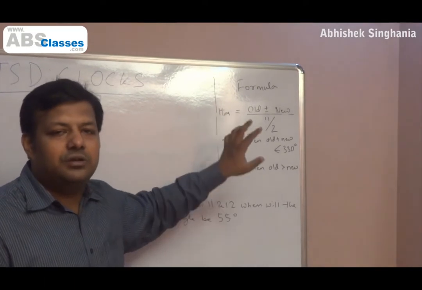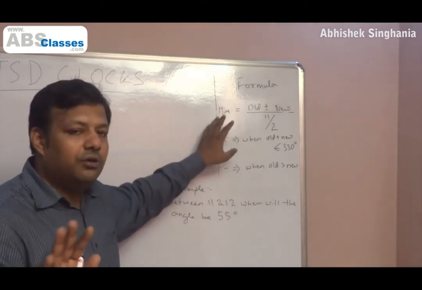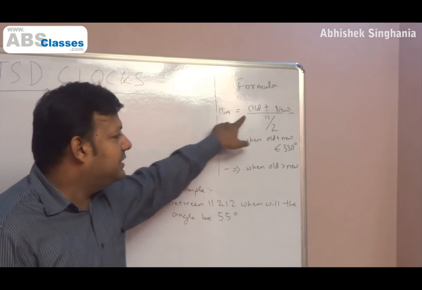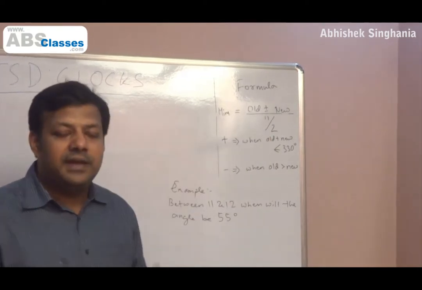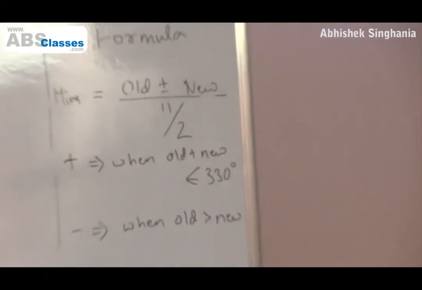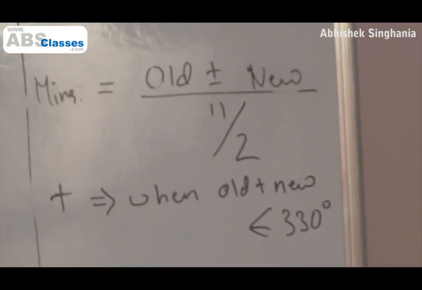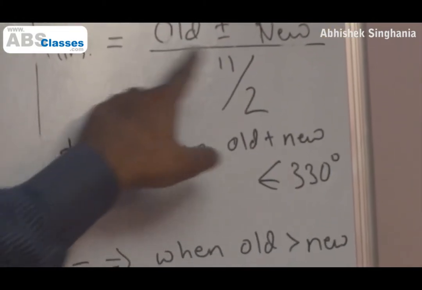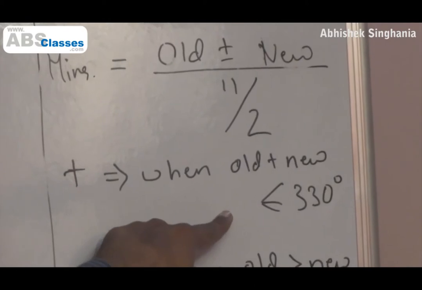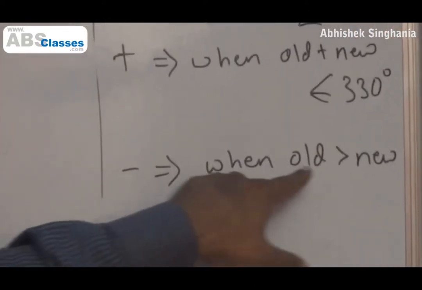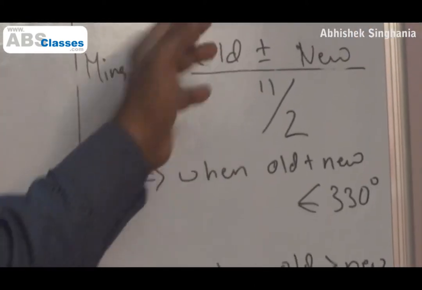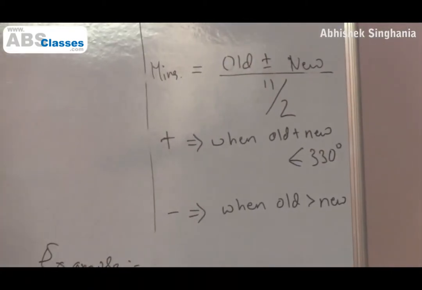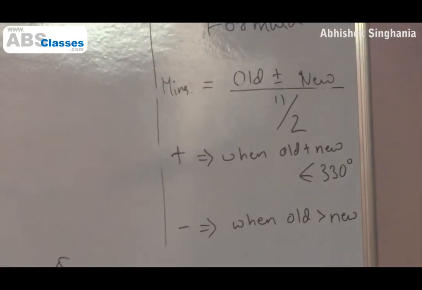Before I go to the question, a couple of things. You see the sign is plus minus. We can have two answers also, plus or minus. When do we use plus? When do we use minus? We use plus when old plus new is less than or equal to 330, and we use minus when old is greater than new, which is very obvious because it's old plus or minus new. Alright? Okay, so let's come to an example.